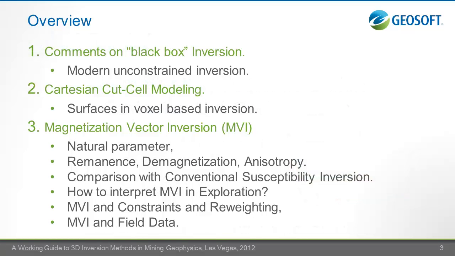In this presentation, I will make a few comments on modern unconstrained inversion, emphasizing that it has a lot of value in exploration programs. I will talk a little bit about Cartesian cut cell methods and how these are important methods for incorporating surfaces into voxel-based inversion. And then I'll go on and talk about vector magnetization inversion, emphasizing that the magnetization vector is the natural parameter for inversion of magnetic field data, and that it allows us to include the effects of remanence, demagnetization and anisotropy into inversion. I'll compare with conventional susceptibility inversion and then explain how we can use this method in exploration.